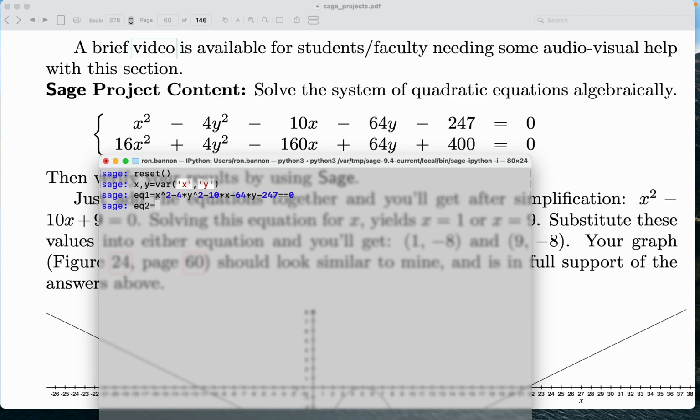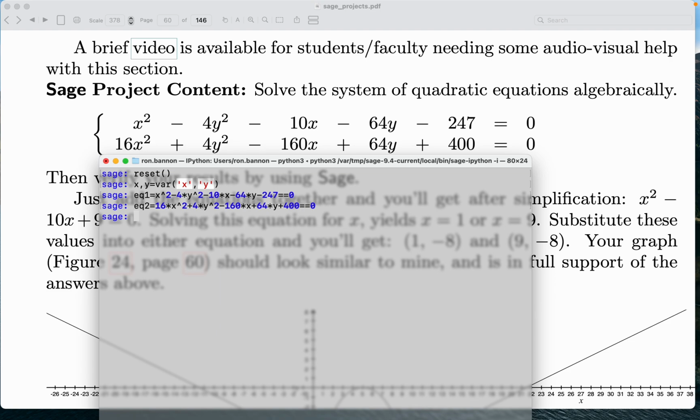Now equation 2, EQ2. Again, I don't know if the code looks like this, but my suspicion is that it does, because I write the code. Not that I don't vary my code, but it's typical of me to define the equations so I don't have to keep retyping them over and over again. 16 star x squared plus 4 star y squared, minus 160 star x, plus 64 star y plus 400, and that is equal to 0. In Math 120, this would be the section on conic sections.